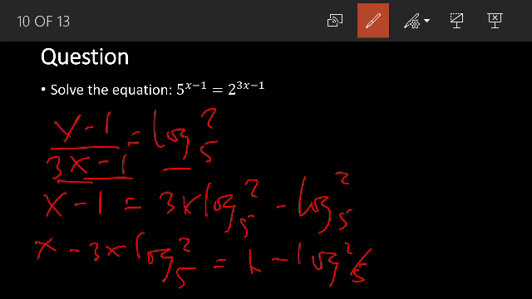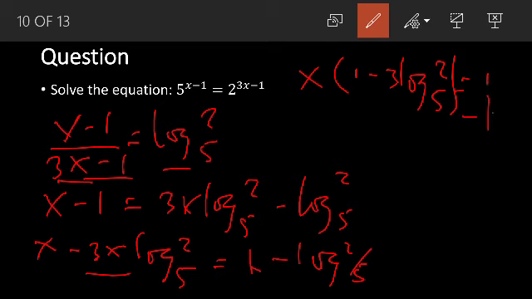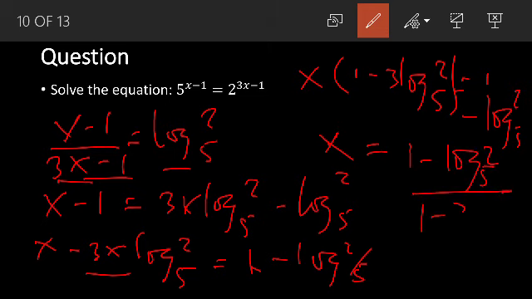Collecting, the common factor here is x, so we can factorize x. We have 1 minus 3 log 2 to base 5 remaining, now equal to 1 minus log 2 to base 5. So we can find x now by dividing through by that value. That means x now is 1 minus log 2 to base 5 divided by 1 minus 3 log 2 to base 5.